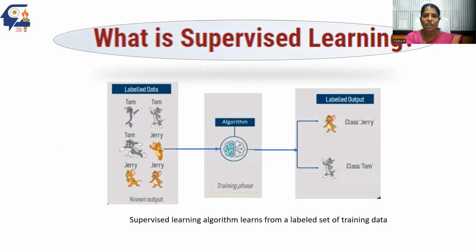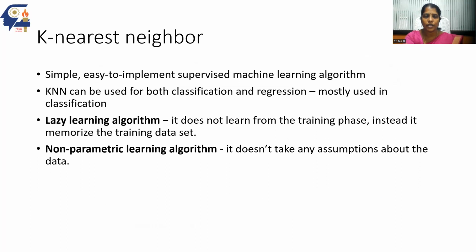We consider Tom and Jerry. In the Tom and Jerry example, we can develop a model to separate Tom from Jerry. One of the examples is K nearest neighbor. This is a simple, easy to implement supervised machine learning algorithm. KNN can be used both for classification and regression. In the real world, we use KNN for classification only.